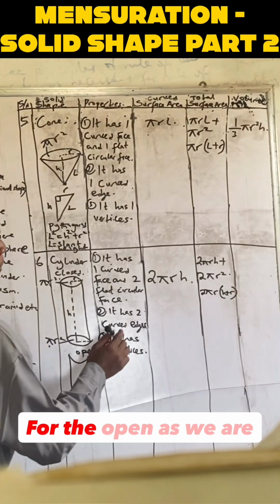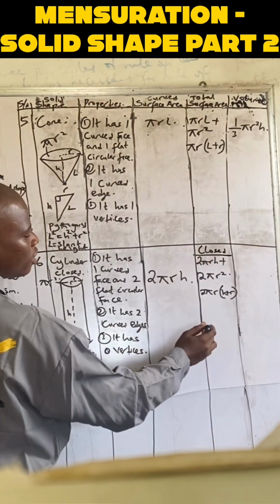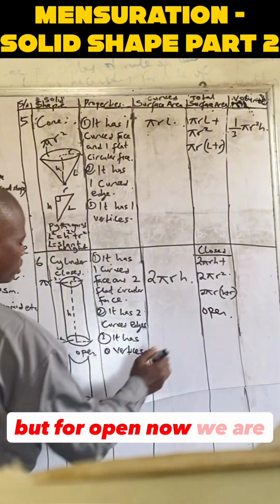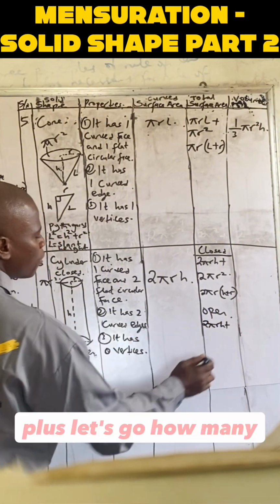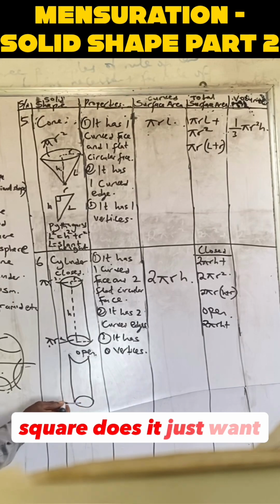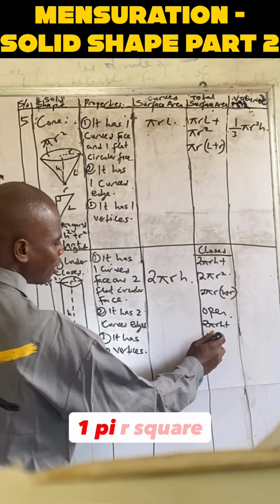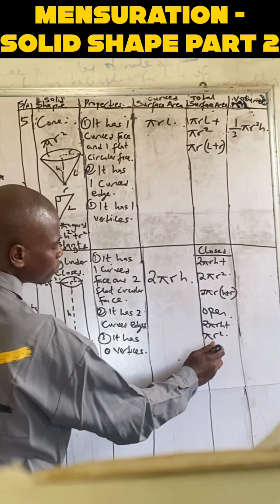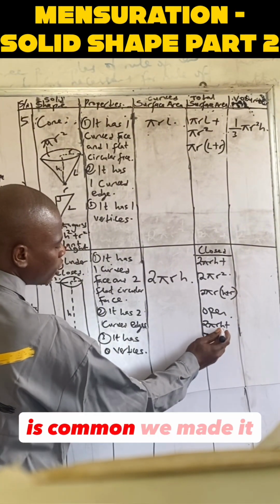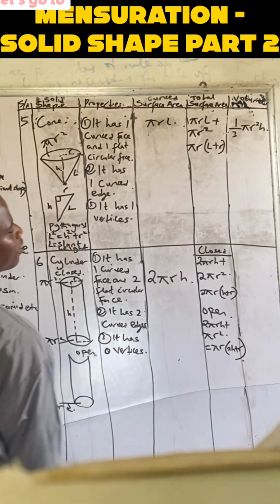Then for the open one, as we did for the closed, the total surface area. But for open now, we have 2πrh plus, let's see, how many circles does it have? Just one. That is πr². So plus 1πr². What is common? π is common, r is common. Remaining: 2h plus r plus r.